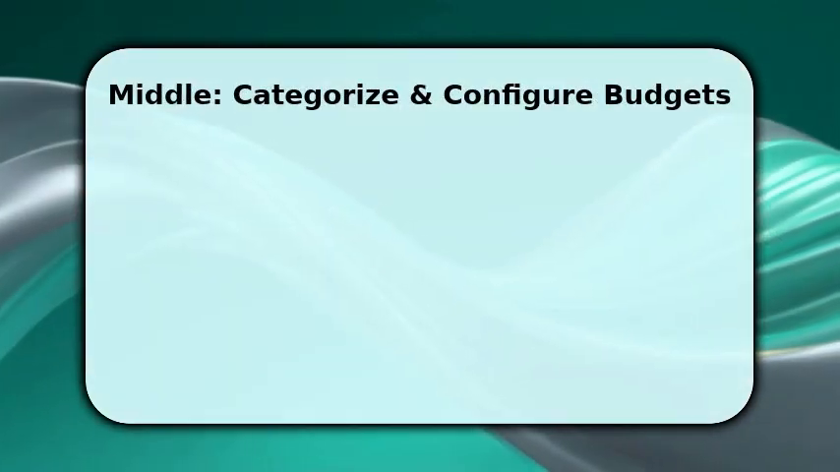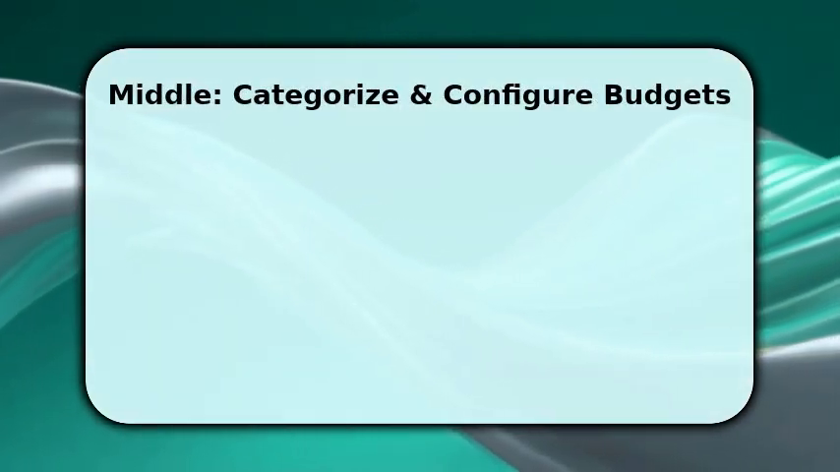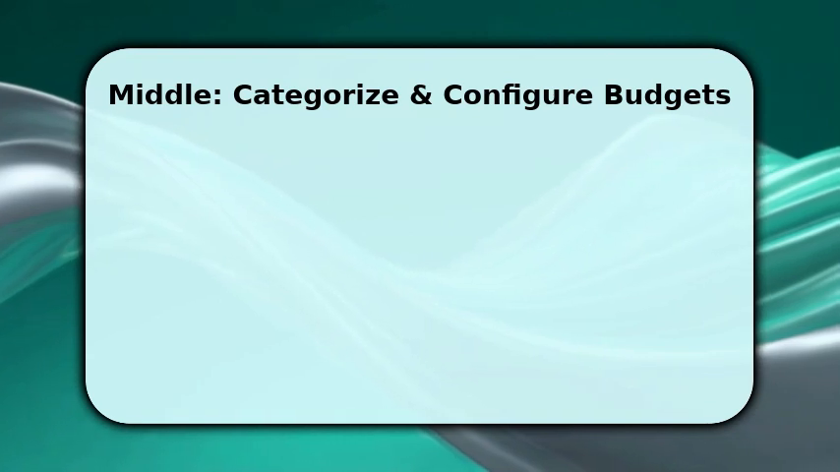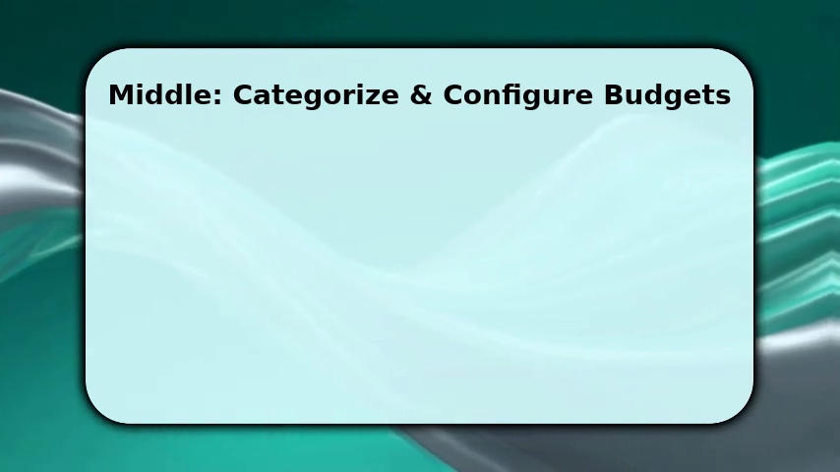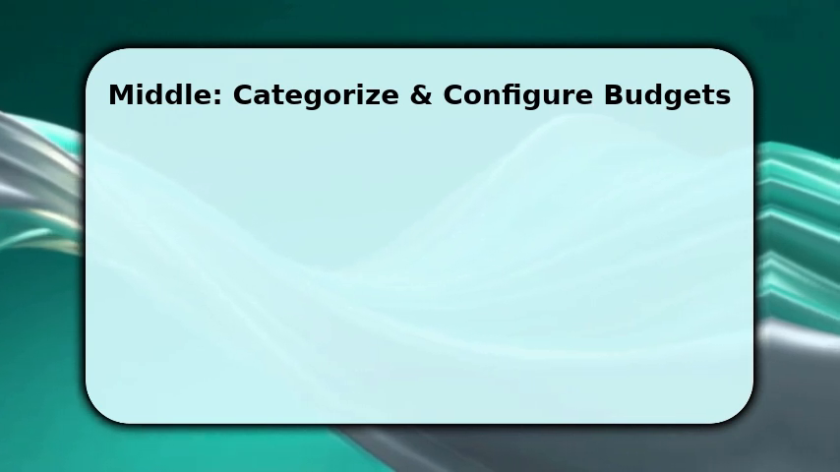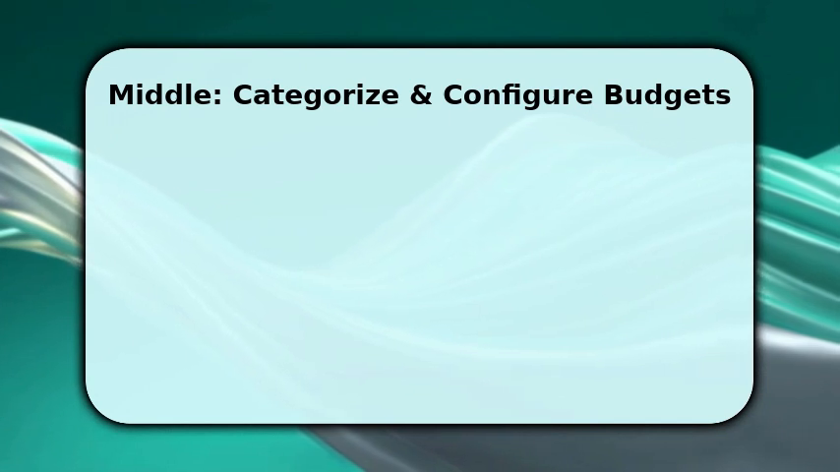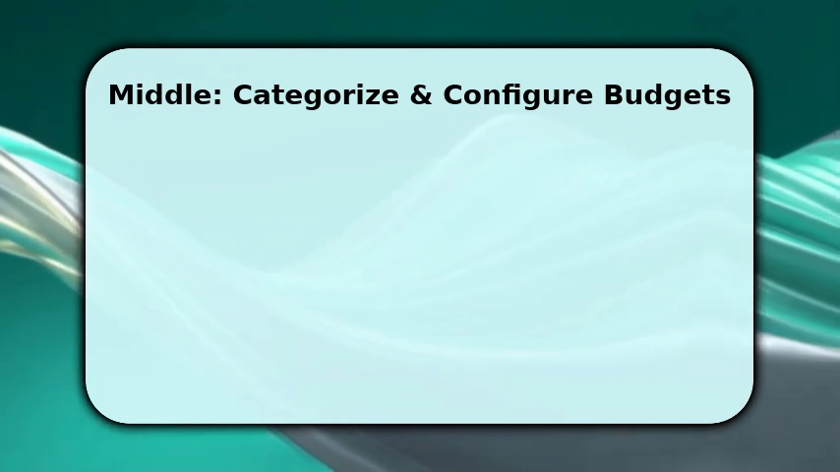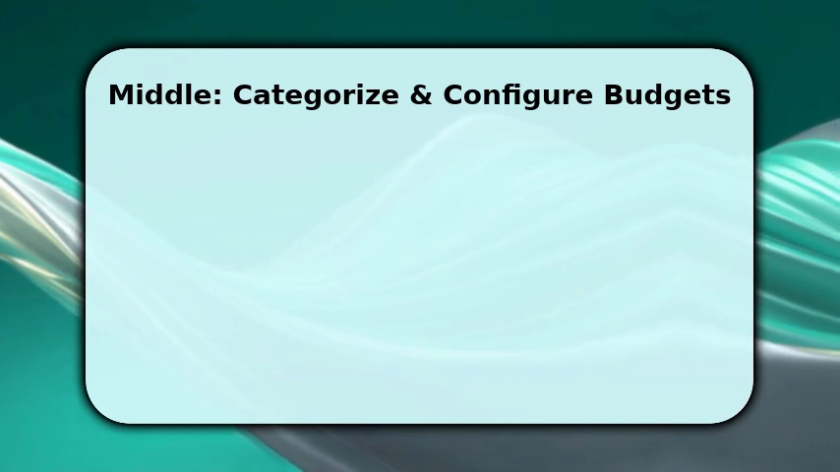Now you refine data so the app tracks behavior and enforces limits. Create clear categories and split recurring versus variable expenses. This improves trend accuracy. Then assign monthly budget limits and specify savings goals as percentages or fixed amounts so the app can allocate cash flow.